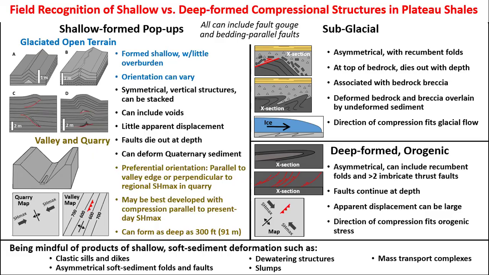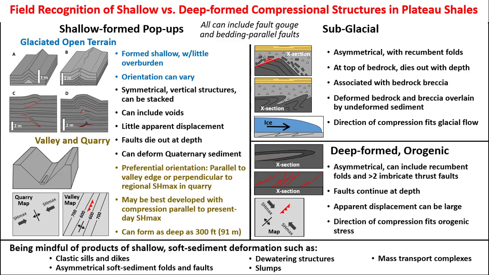Orientations of compression can vary, as we saw beneath Lake Ontario and in the Western New York Lakeshore Study Area. In valleys, there can be preferential orientation parallel to the valley. In quarries, there can be a preferred orientation that fits present-day maximum horizontal stress, although at quarry edges near high walls, the horizontal stress field and resulting pop-ups can have different orientations. In valleys, the compressional structures can be best developed where the valley is oriented perpendicular to the present-day maximum horizontal stress.